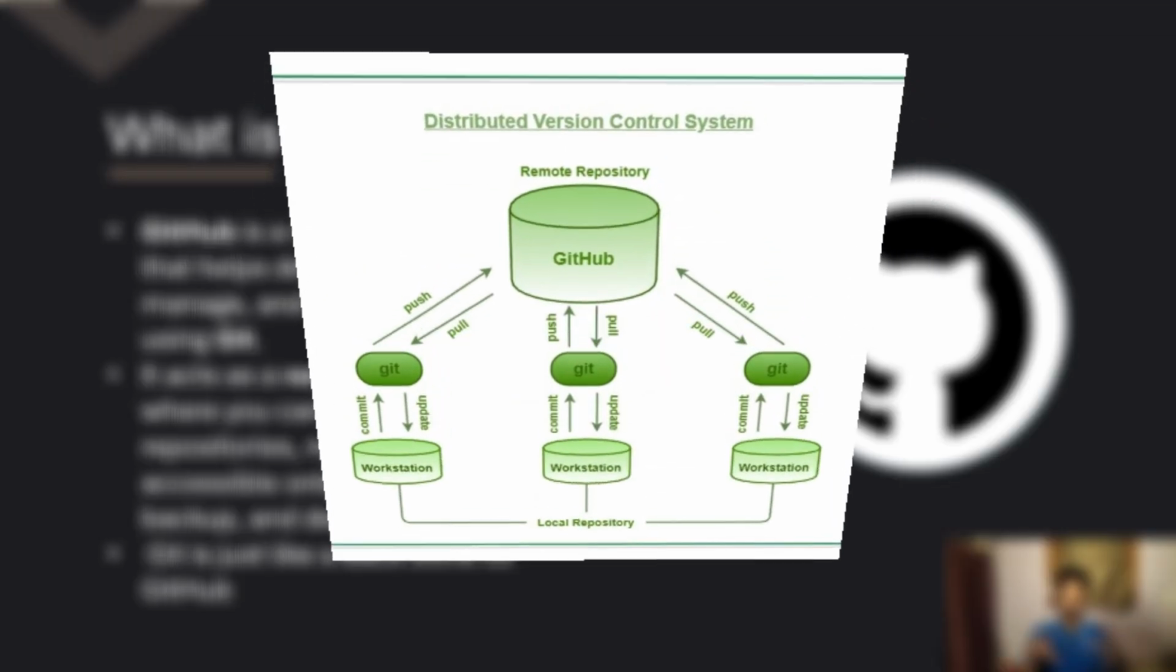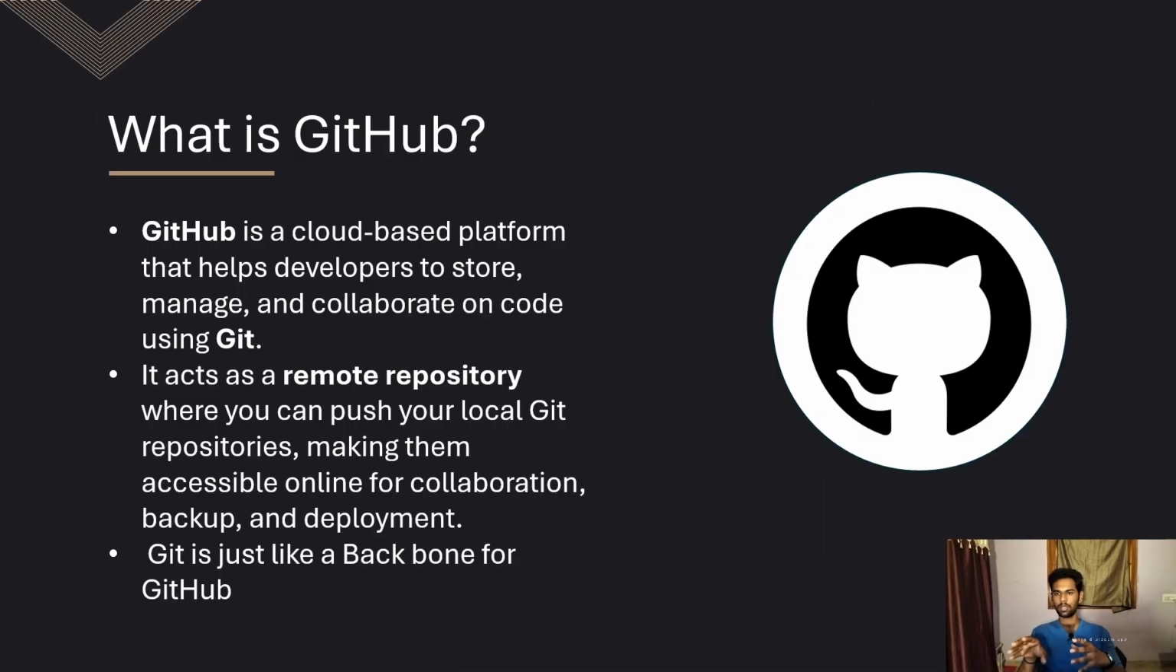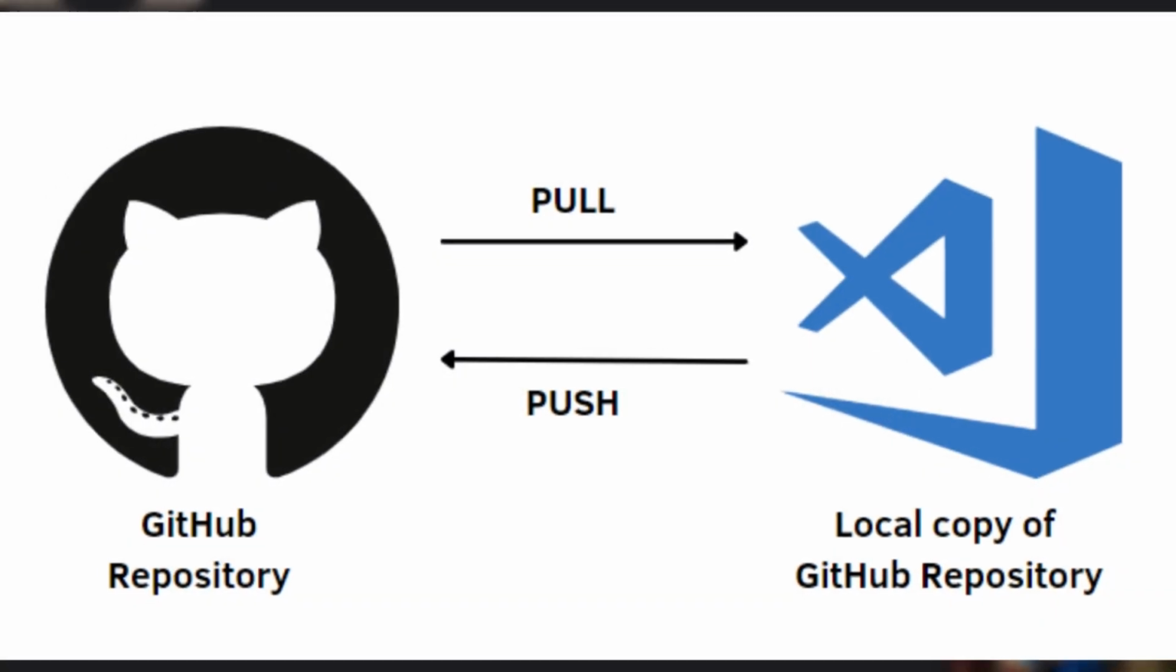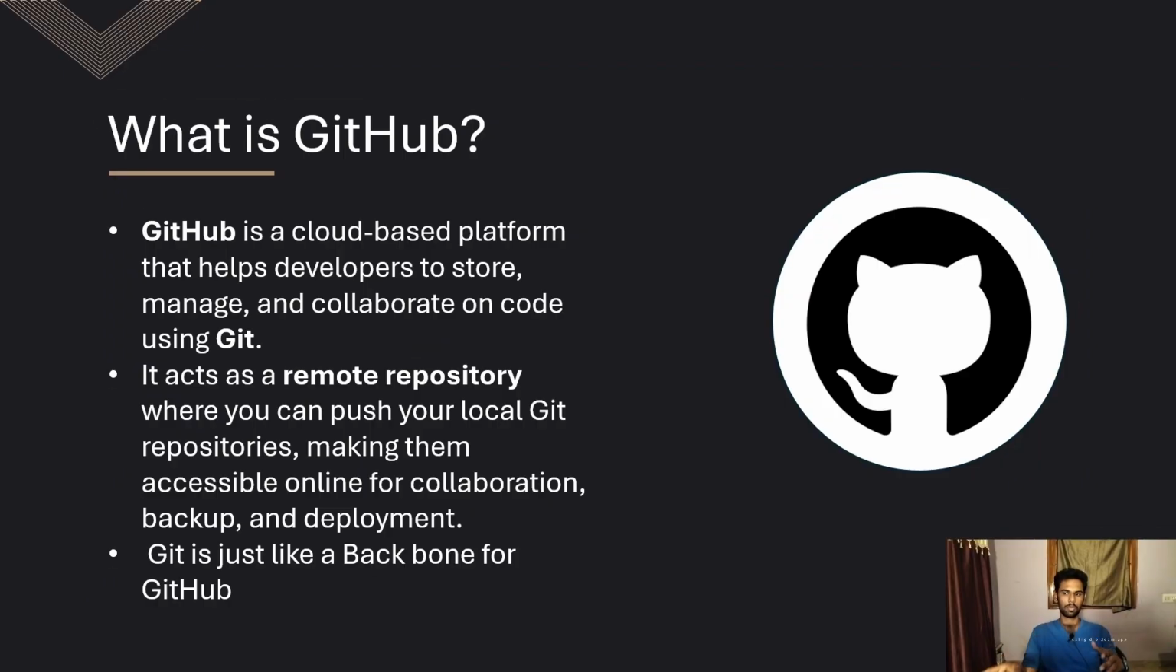GitHub works the same way for coding projects. Developers upload their code to GitHub so their team members can collaborate, track changes, and deploy the projects easily, just like how Google Drive helps with documents.